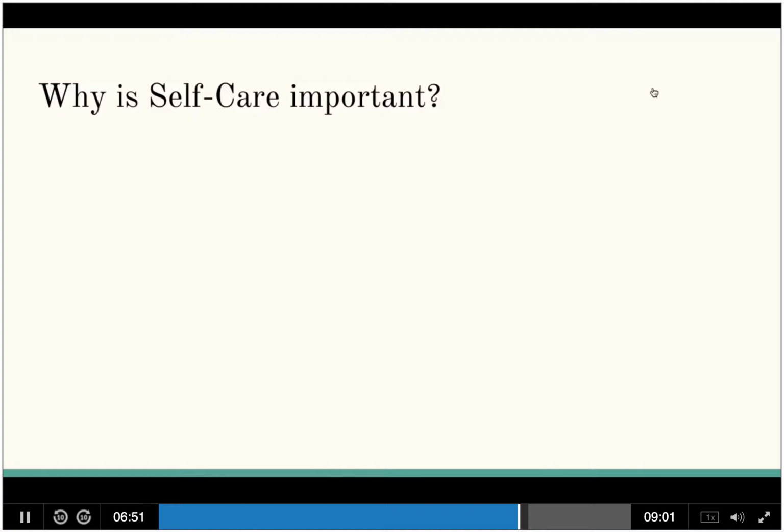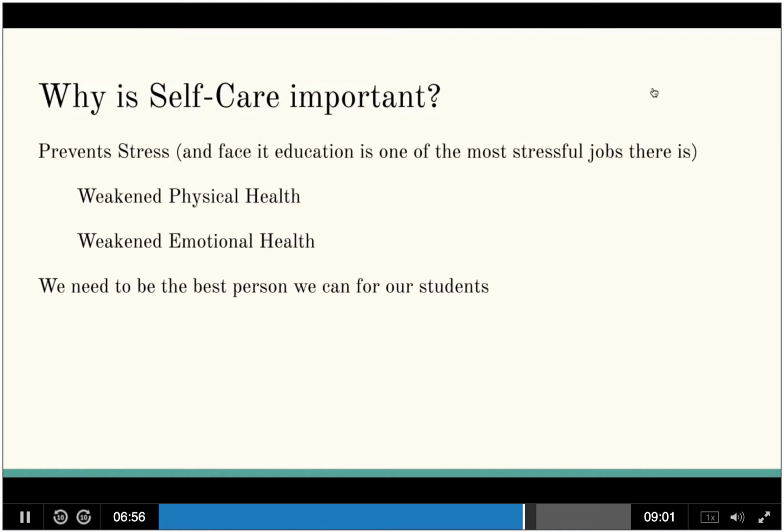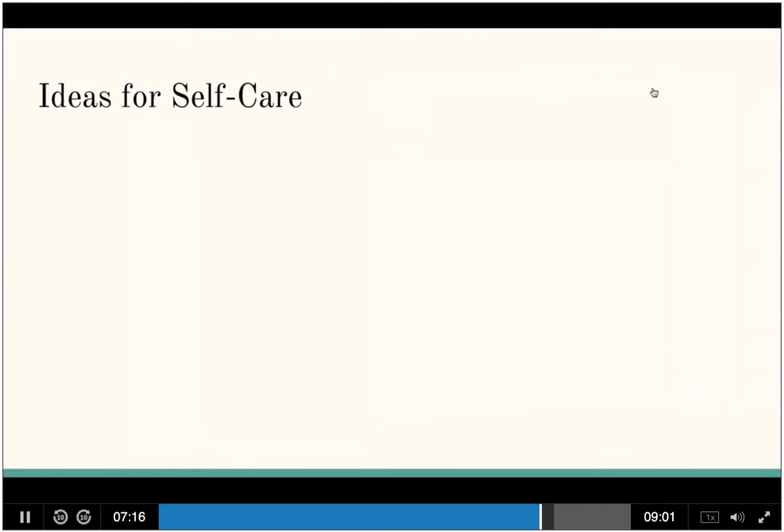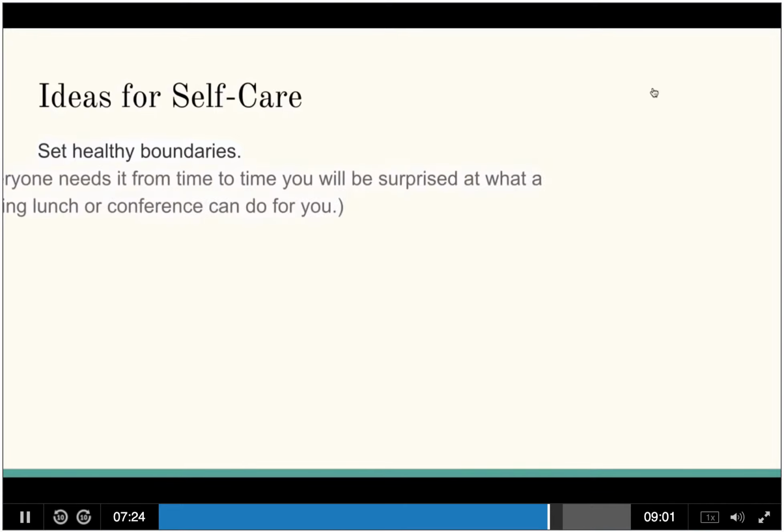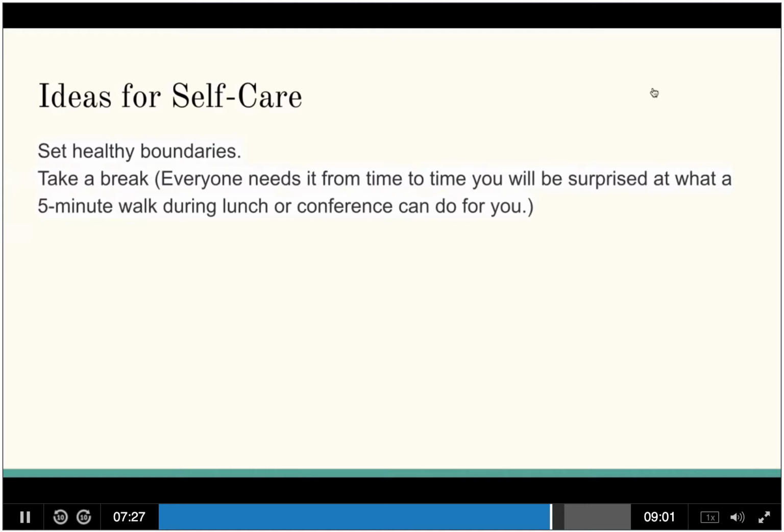So, why is self-care so important? Self-care helps prevent stress. And the field of education is one of the most stressful jobs there is. So, if you get stressed, that weakens your physical and emotional health, and we need you to be the best person you can be for our students. Here's some simple ideas for self-care. Set some healthy boundaries. Take a break. Everyone needs time to take a break. You'll be surprised what a 5-minute walk during that lunch or conference can do.